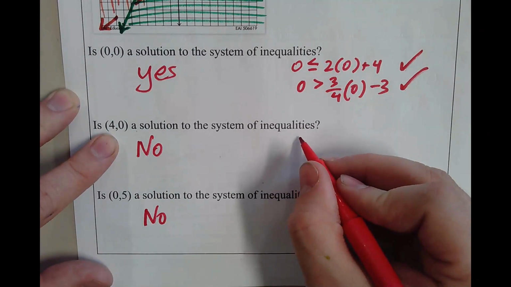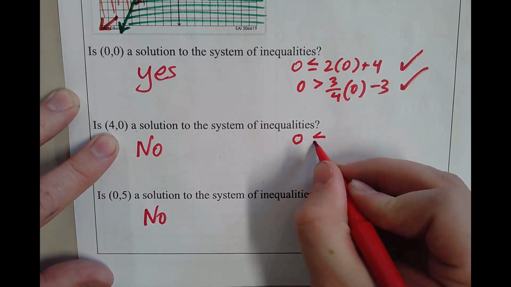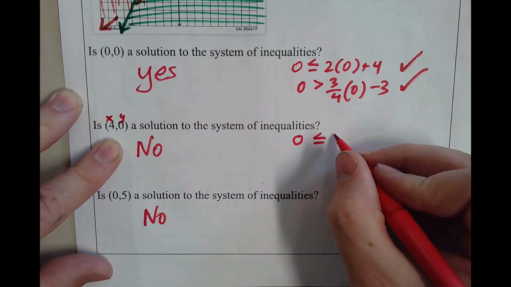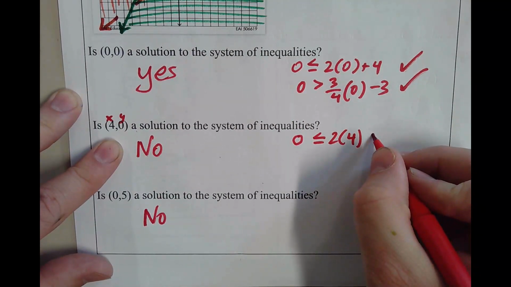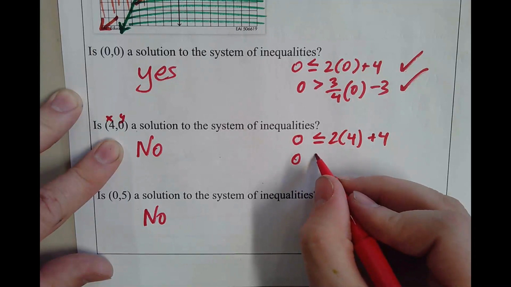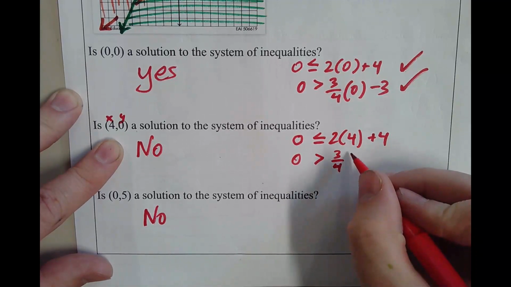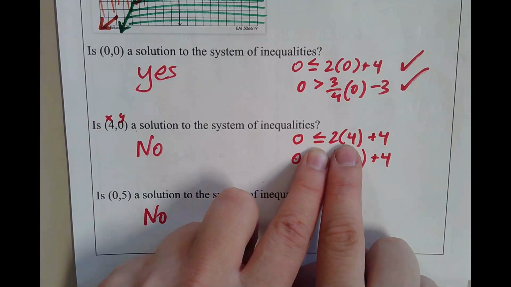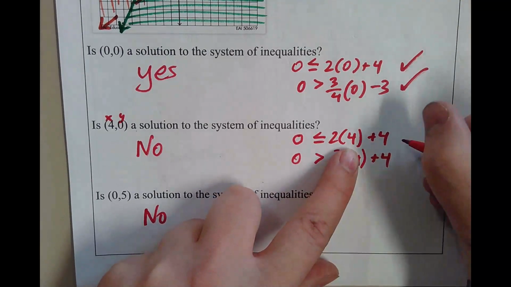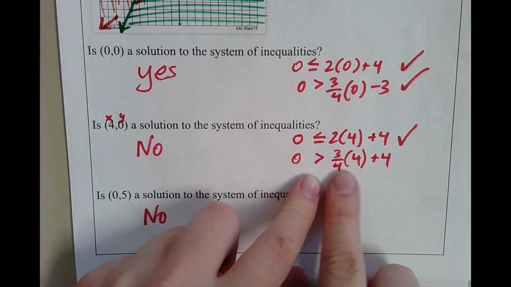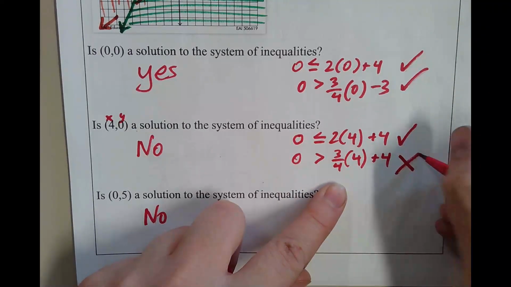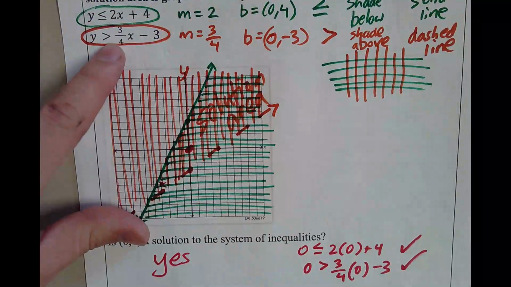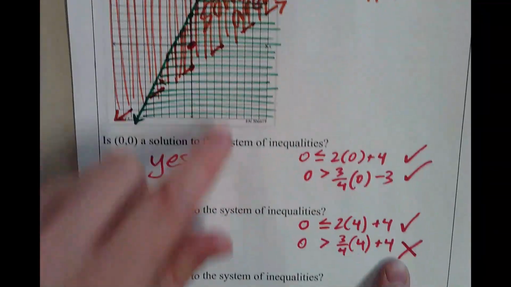Now for the second one, if we plug in 4 comma 0, would it be true? So substituting 0 for y and 4 for x, would it be true? Let's see. 0 is less than or equal to 8 plus 4? Yeah, that's true. 0 is greater than this? No, that's false. Again, all we did was plug 4 comma 0 in for our inequalities, and you could tell that this is not a solution.